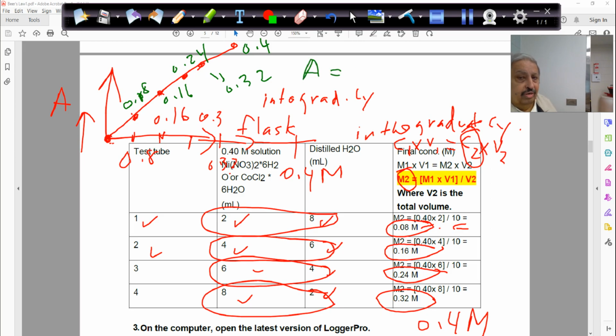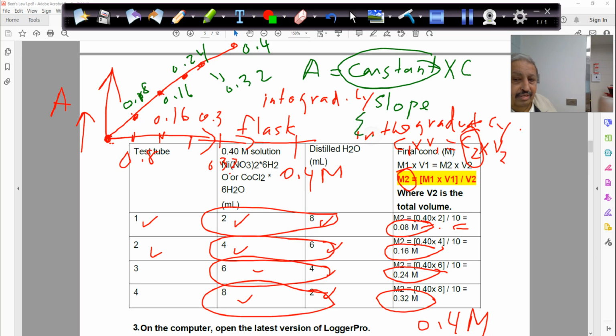A equals a constant multiplied by the concentration. Your constant here is your slope, correct? And the slope is epsilon multiplied by L. We will not do it, but you can measure the cell you have, and at least you can determine the epsilon. The molar absorptivity you can determine by experiment. L is the length of the light path of the cell, which you can measure. So how many centimeters is that?